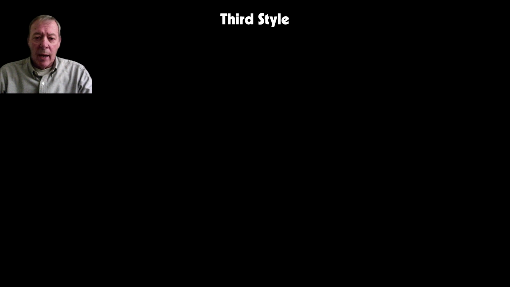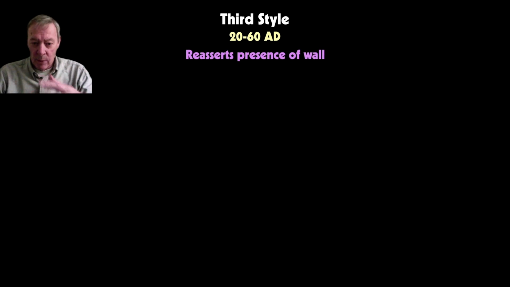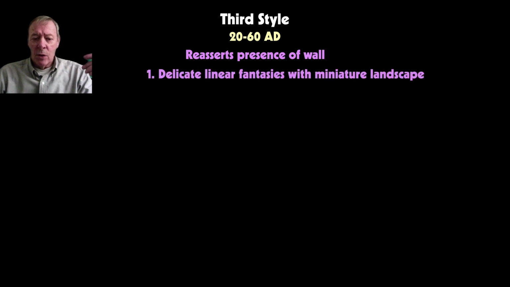Then the third style was popular from 20 to 60 AD. This reasserts the presence of the wall. So the characteristics of this are two. One, it features delicate linear fantasies that frame a miniature landscape. And I'll show you what I mean by that in just a moment. The second characteristic is framed scenes, like a painting hanging on the wall. So here's an example from Pompeii.